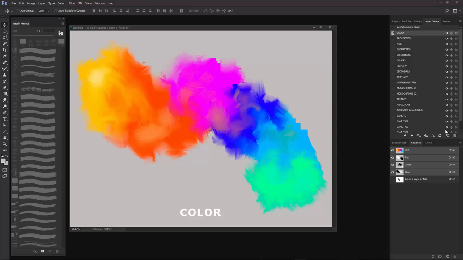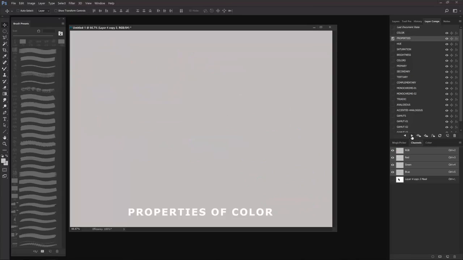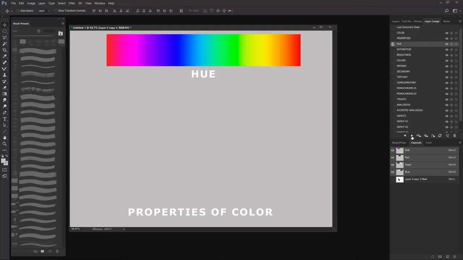So, in this lesson, we're going to take a look at the properties of color, what makes color, and how can we deal with color relationships. So, let's take a look at the properties of color in the first place. There are three basic properties of color. The first one is hue. Hue is the color itself. So, red, yellow, green, cyan, blue, purple, pink, they are all hues, okay? Each one of them is a separate hue.